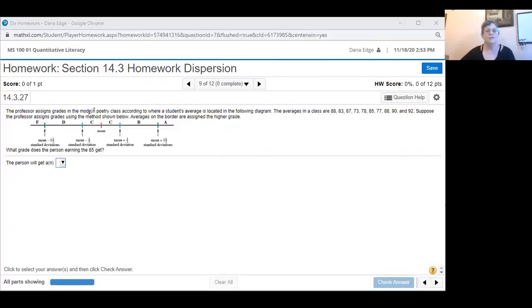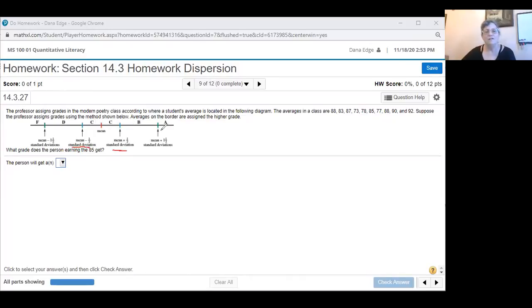Professor assigns grades in a modern poetry class according to where a student's average is located in the following diagram. So what we have here is your C, your grade of C is given within anything within a half of a standard deviation of the mean. So a half a standard deviation up or a half a standard deviation down.